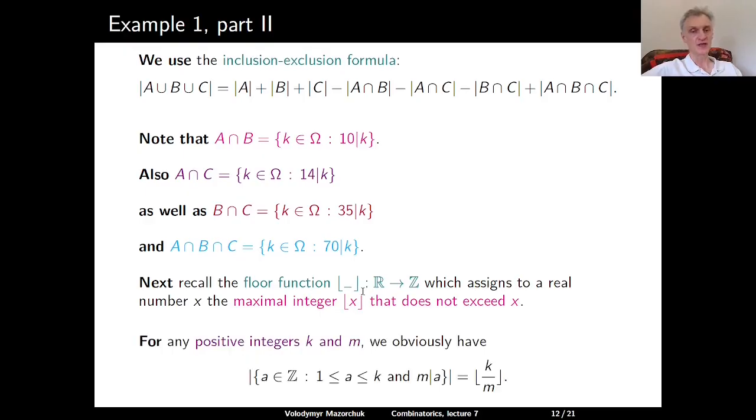So for two positive integers k and m, the cardinality of the set of all positive integers between 1 and k which are divisible by m is clearly given by this floor function applied to the ratio k divided by m, because elements divisible by m are m, 2m, 3m, and so on, and between 1 and k, that's exactly the floor function of k divided by m elements, which we get in this way.